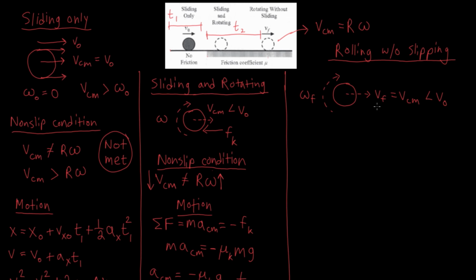And the force of kinetic friction has now reduced the velocity of the center of mass to a new velocity, which is v subscript f for final speed of the center of mass. And that new speed is less than the initial velocity. It's less than the initial velocity because the force of kinetic friction opposed that velocity, and it decreased it from the initial velocity.